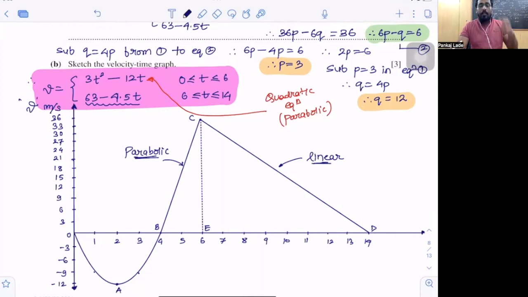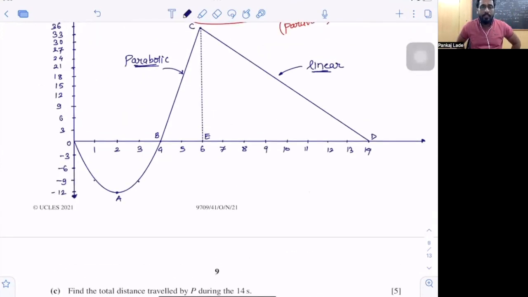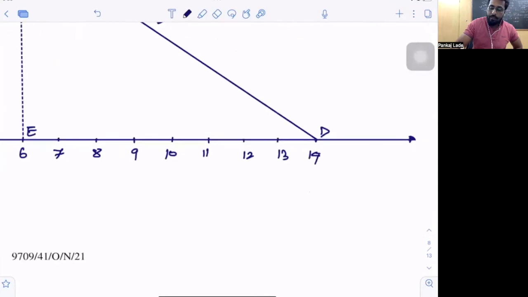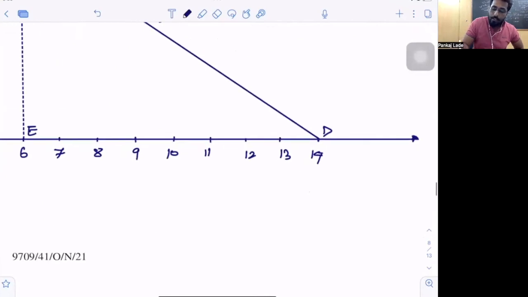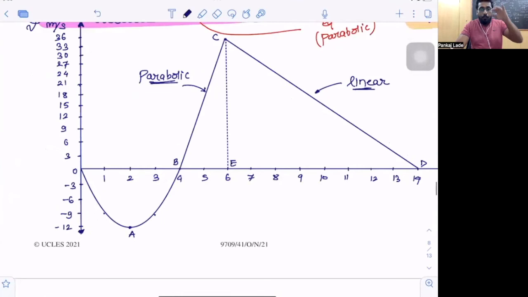What I need is the total distance that has been traveled by the particle in this 14 seconds. So what I need to do is find the area under the curve that is given over here. Now be very careful. The part OAB is below the x-axis. This was T. I forgot to mention here. I just mentioned it here. This is T and it was in seconds, right? T was in seconds.